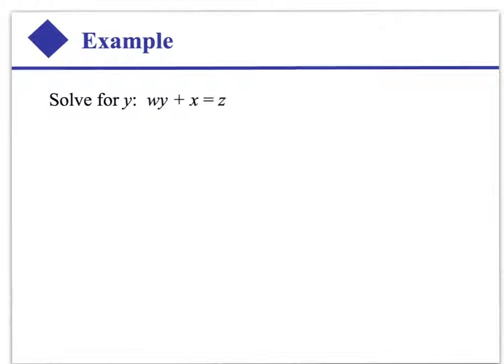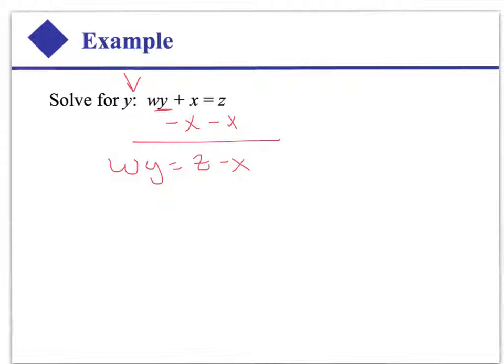So this one wants to get y completely by itself. So let's look at y. Not only do we have something being multiplied to it, we also have something being added to it. So y is what we want to get alone. So I'm going to subtract x from both sides. So now that gives me wy equals z minus x.